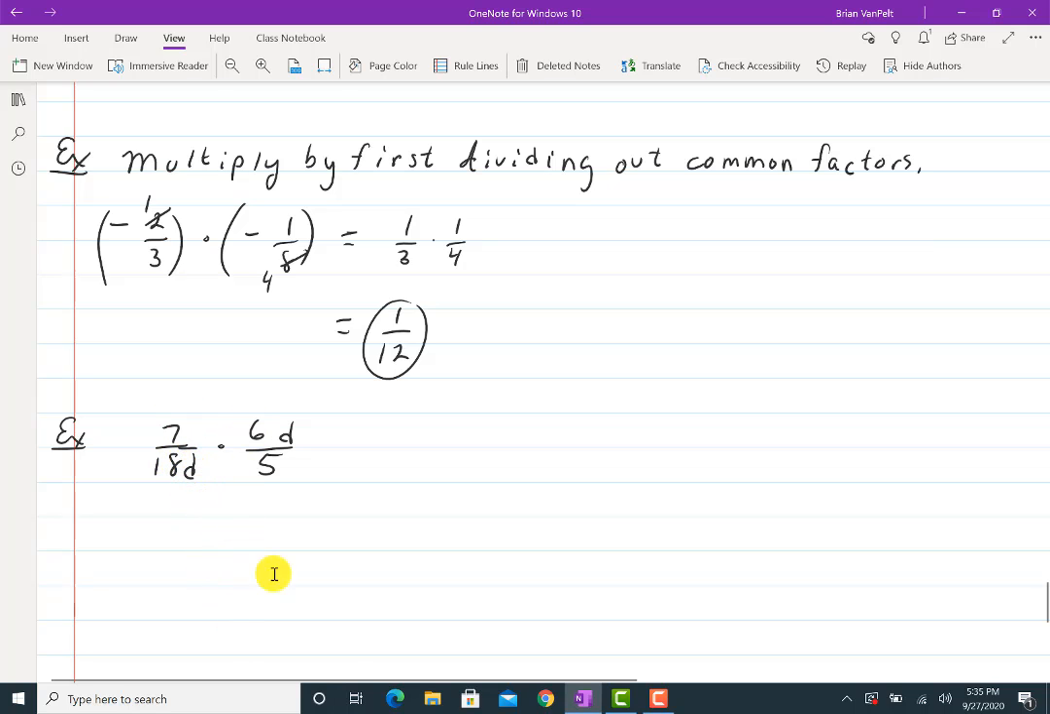6, however, goes into 18 3 times. So I have that canceling, and D cancels with D. Whatever D is, I don't care. It got canceled. So what am I left with? I'm left with 7/3 times, here notice I got rid of the entire numerator. And so that's 7/15. So even if they started with letters, they didn't have to end that way.